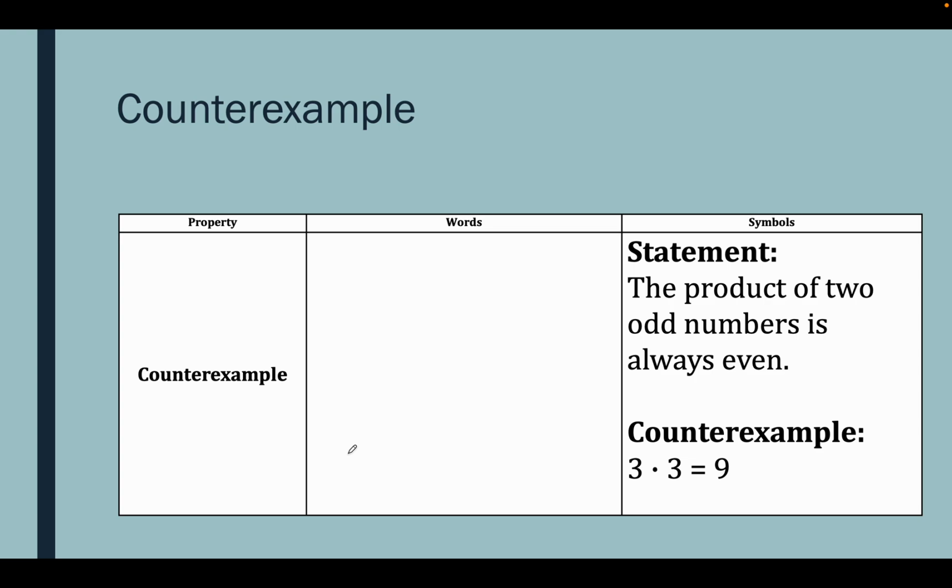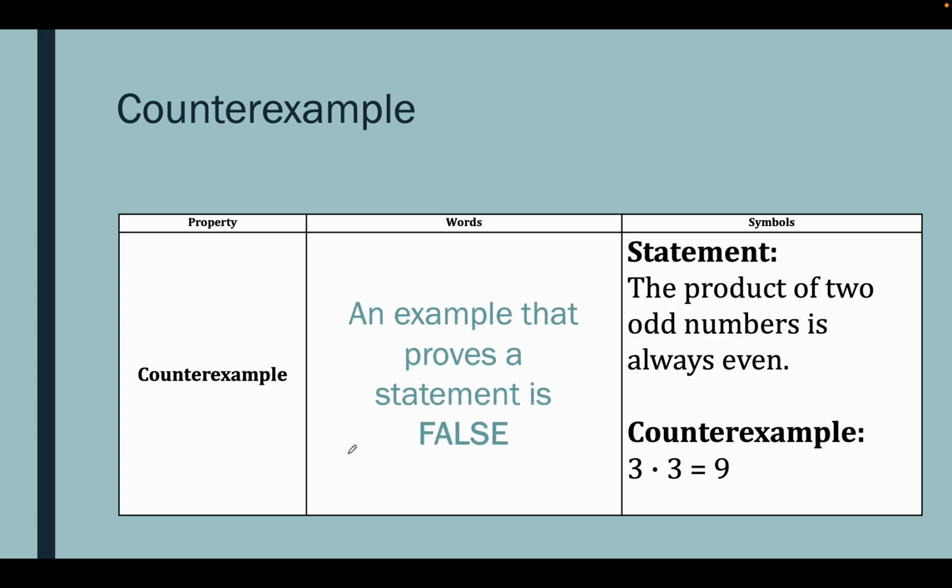Oftentimes, if we are given a statement, we are asked to identify whether it's true or false, and if it is false, we will be asked for what is called a counterexample, which is simply an example that proves that the statement is false. So for example, the product of two odd numbers is always even. We can see that by giving an example to show that 3 times 3 is 9. 9 is obviously not even, so that proves that that is a false statement.